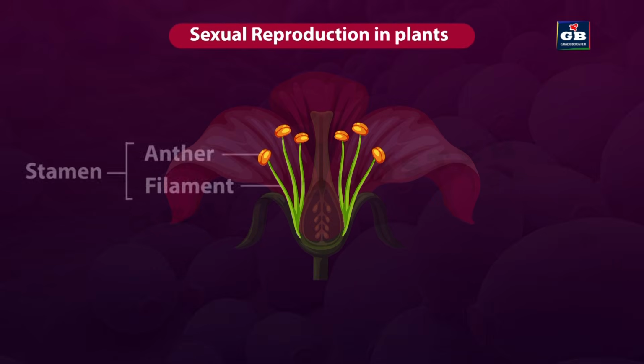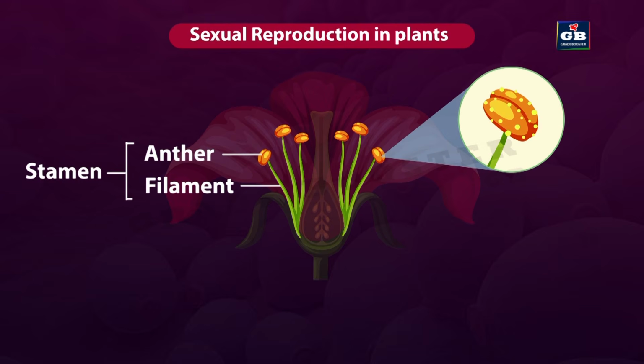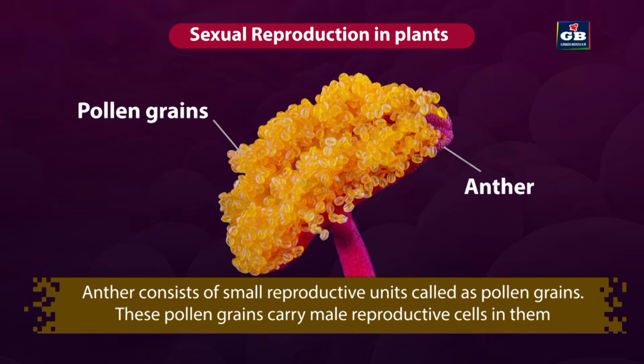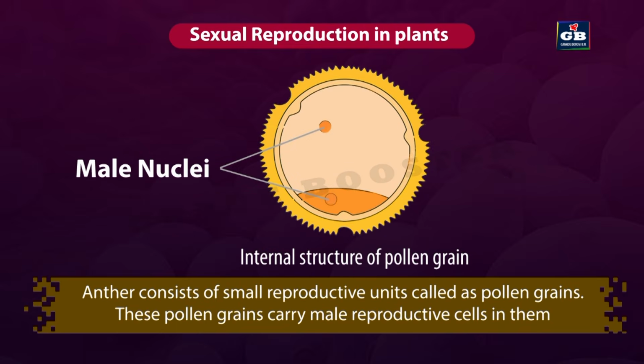Now let us study the reproductive parts of the flower. Stamen has two main parts named anther and filament. Anther consists of small reproductive units called pollen grains. If we touch the stamen of a flower, some yellow-colored dust-like material sticks to our fingers. It is nothing but pollen. These pollen grains carry male reproductive cells in them.